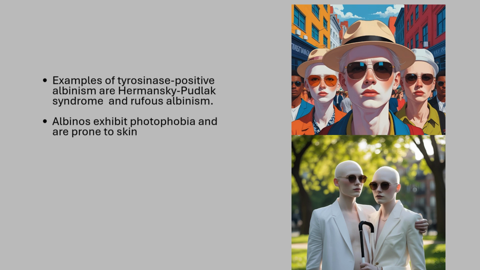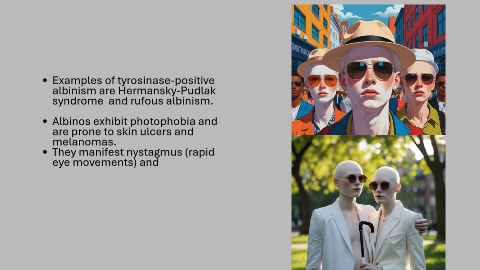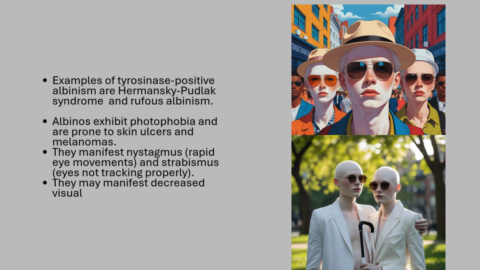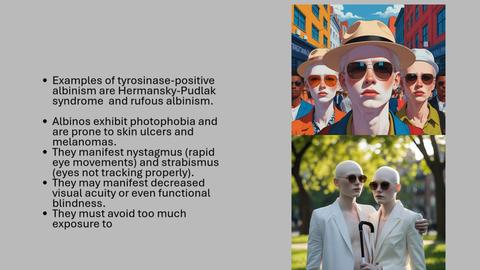Albinos exhibit photophobia and are prone to skin ulcers and melanomas. They manifest nystagmus, rapid eye movements, and strabismus, eyes not tracking properly. They may manifest decreased visual acuity or even functional blindness. They must avoid too much exposure to the sun.